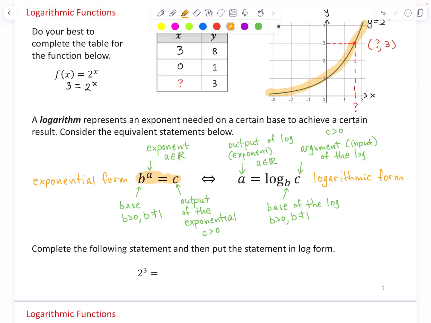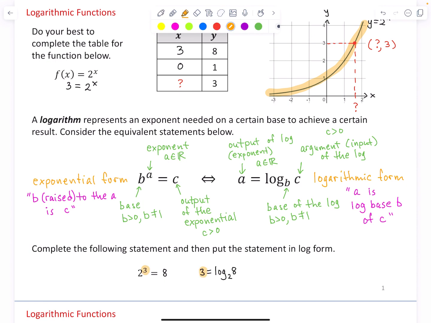As far as language is concerned, in the case of the exponential form, we say b raised to the a is c. Or sometimes the word raised is left off, and you simply say b to the a is c. In log form, we would say a is log base b of c. Now let's try to make sense of this using a specific case. Complete the following statement and then put the statement in log form. 2 raised to the 3 is 8, because 2 times 2 times 2 is 8. In log form, we would say the following, that the exponent 3 is equal to log base 2 of 8.